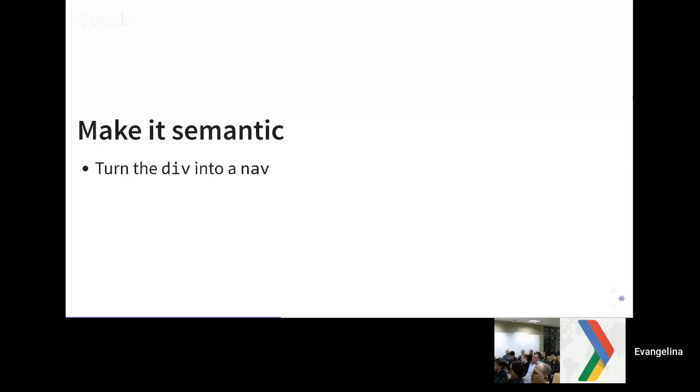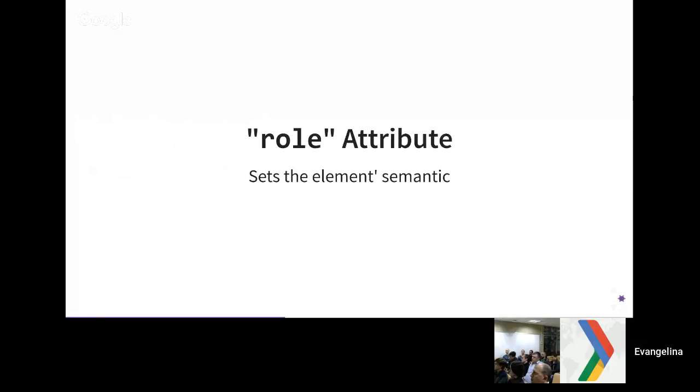So if we want to make it semantic without modifying the div tag, then we can use the role attribute. If we add role navigation to our div, we are doing exactly the same as turning the div into a nav. We are saying to the browser, this is not a common tag, this is the main navigation of our website. And that is what the role attribute is for.